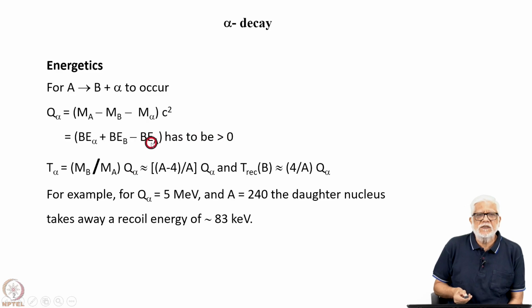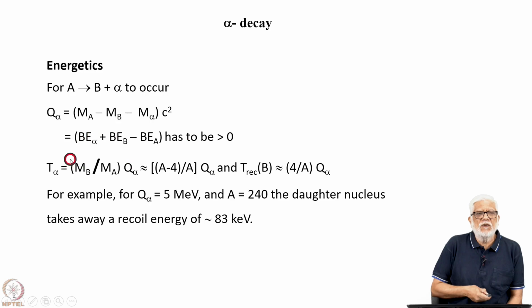So, this has to be greater than 0. Actually I think there is a sign missing. I'll check this sign out. Basically, the mass difference between the left hand side and the right hand side has to be greater than 0. This is tabulated in terms of binding energies, and I hope this sign is correct. Otherwise, this has to be just the other way around.